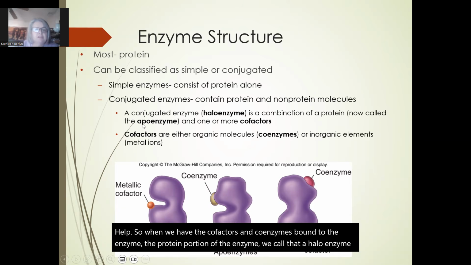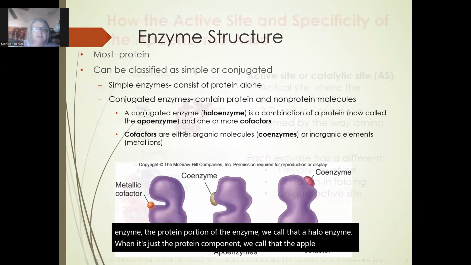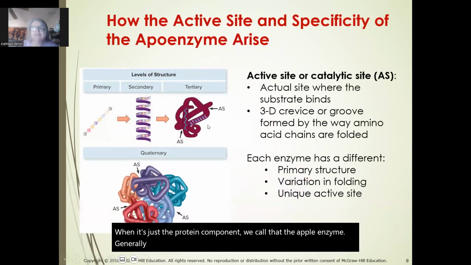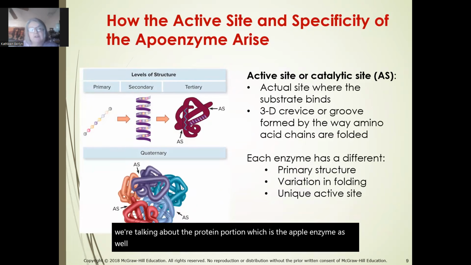When it's just the protein component, we call that the apoenzyme. Generally, I'm just going to refer to them as enzymes because that's the easier way to term it. But when we say an enzyme, you should keep in mind that we're talking about the holoenzyme. We're talking about the protein portion, which is the apoenzyme, as well as any cofactors or coenzymes that are required.